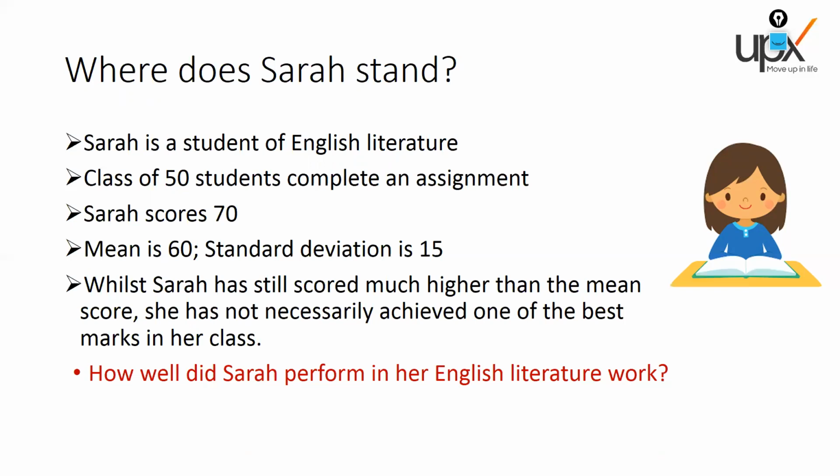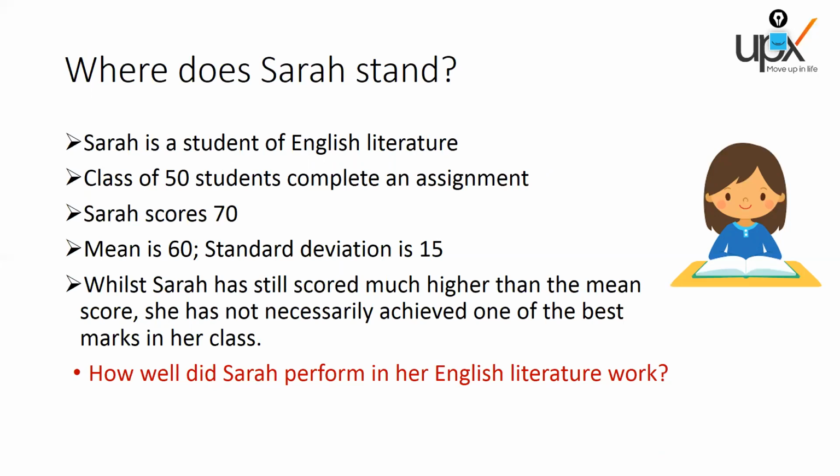Sarah prepared hard and she scored 70 out of 100. Now she is anxious to know whether she's in the top 10% or not. Her score is 70, and she came to know that the mean of all the 50 students is 60. Standard deviation is 15. But Sarah is not really happy. She's still anxious because she knows that she's better than the mean. That is fine, she's better than 50%. But that's not the deal, is it? She will receive the scholarship only if she's in the top 10%.